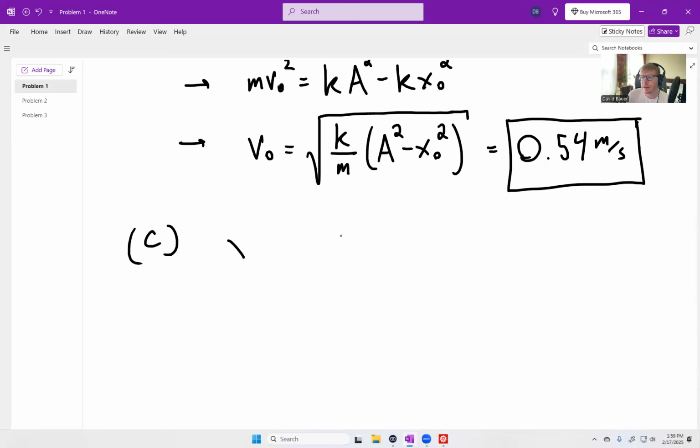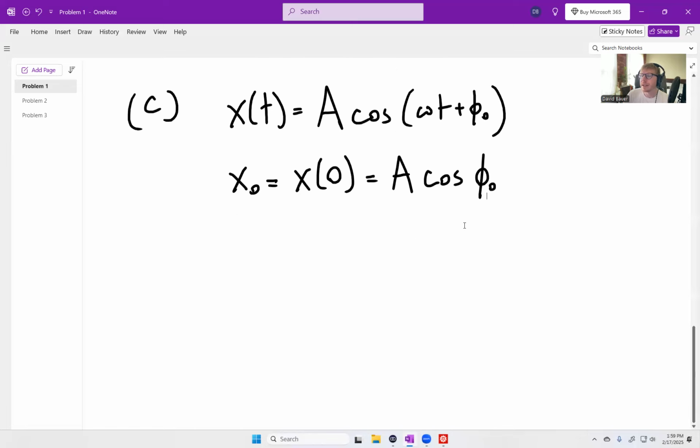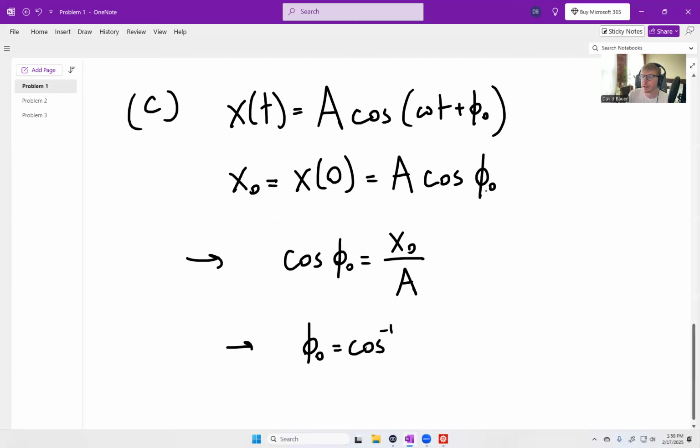So I know x of t is equal to A cosine of omega t plus phi naught. And x naught, that's my position at time 0. I just plug in 0 here for t, and I just get A cosine of phi naught. Right, and this equation I can solve for phi naught. So I have cosine of phi naught is equal to x naught over A, which means phi naught is inverse cosine of x naught over A.